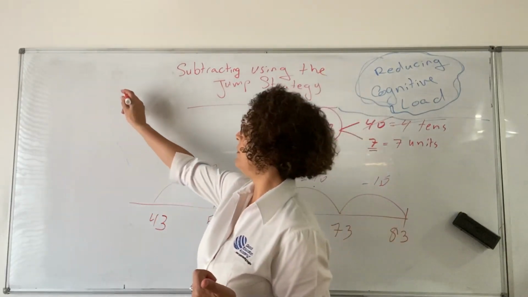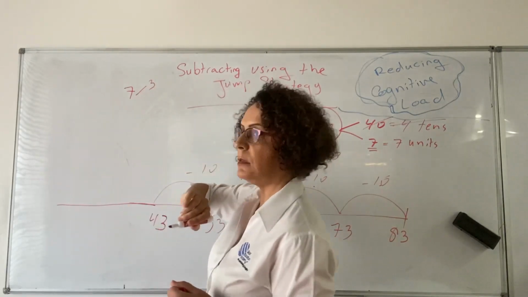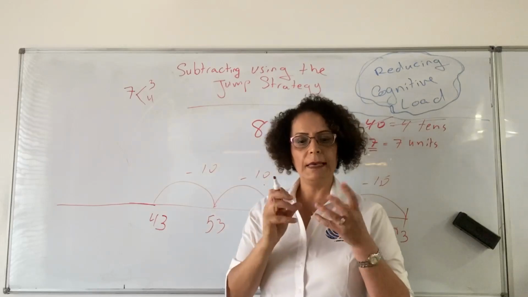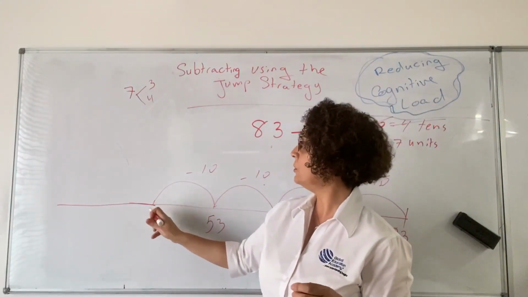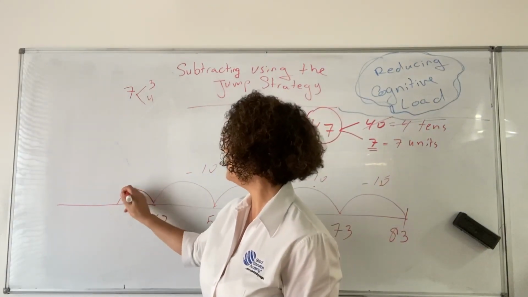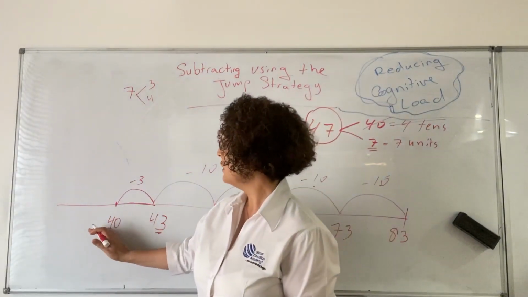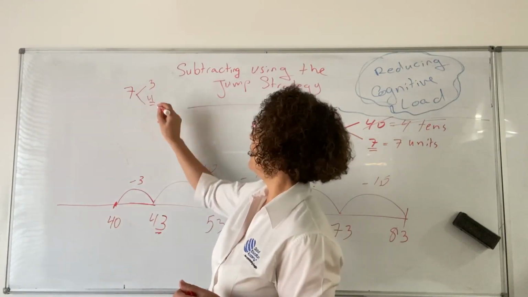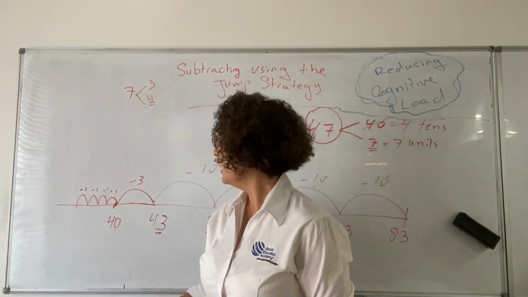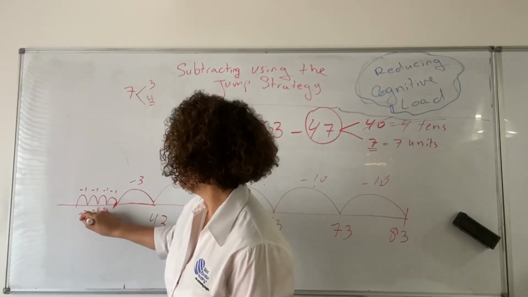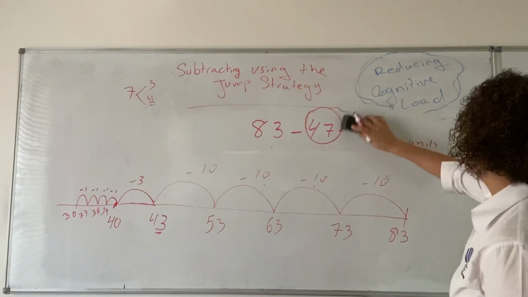43. To take away 7 units, I should be able to take away 3 first and then another 4. So again, back to partitioning, the 7 can be broken into any 2 whole numbers. However, it's best here to choose to take away the 3, because that will take us to 40. It's easy for our students to understand that it's easy to go to 40. So we rest on the 10s, we rest here. And now we need to take away another 4. 1, 2, 3, 4. Each one is taking away 1. And now we are at 39, 38, 37, and 36. So the answer is 36. I can write our answer here as 36.